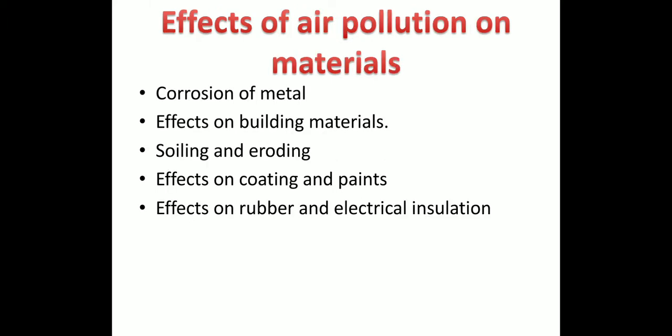Now our next point, effect of air pollution on materials. So how does air pollution affect materials? Our first point is corrosion of metal. Corrosion of metal occurs because sulfur dioxide in the presence of oxygen and moisture is converted into H2SO4 acid.